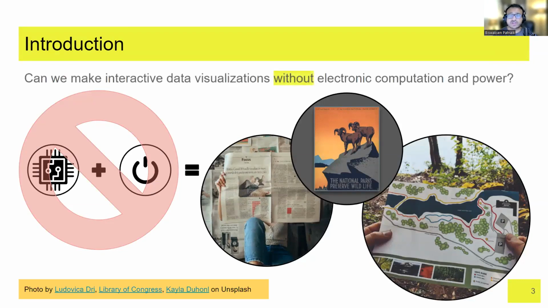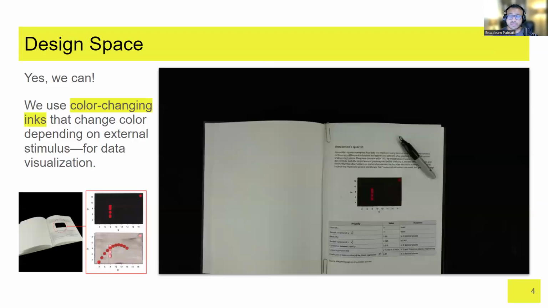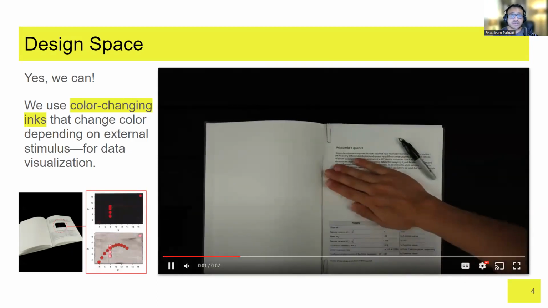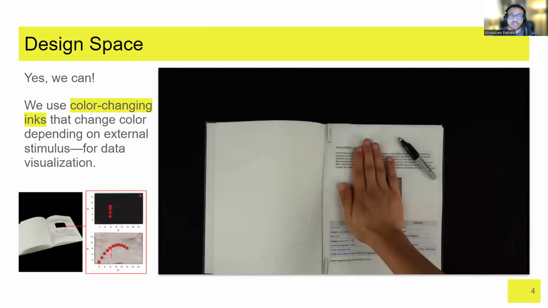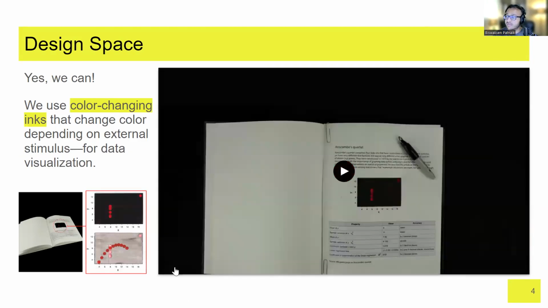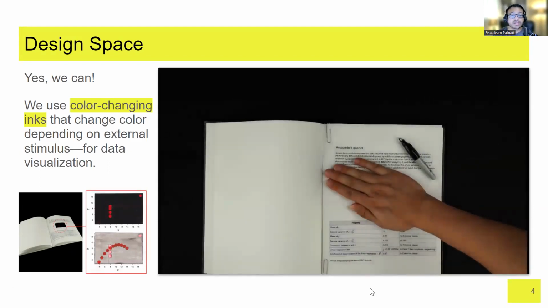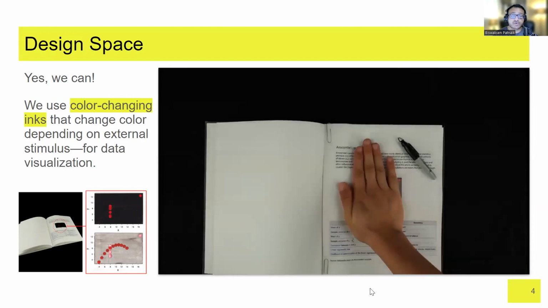Can we make interactive data visualizations without electronic computation and power? Yes, we can. We use color-changing inks that change color depending on external stimulus for data visualization. Here's an example of a visualization that changes between two distributions as one places their hand on it. This is a printed book. There are no electronic components or power involved.